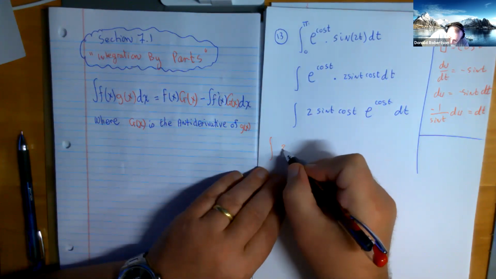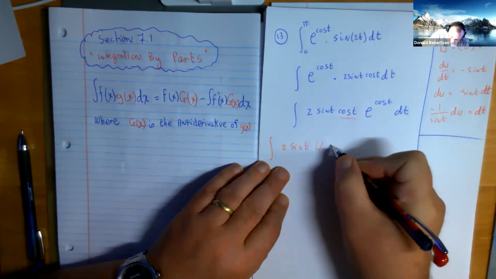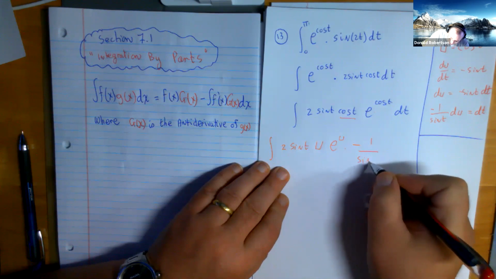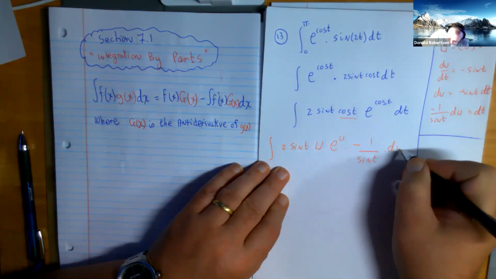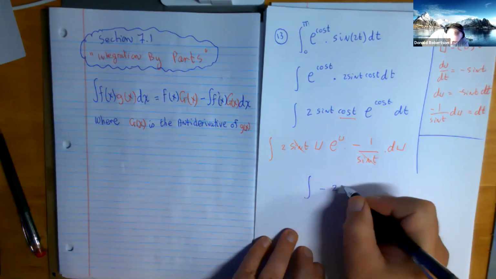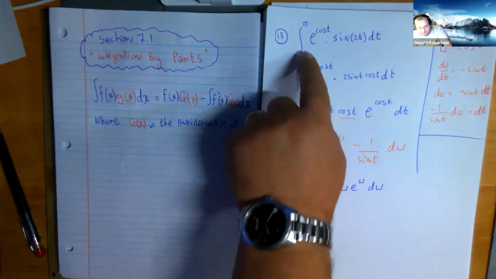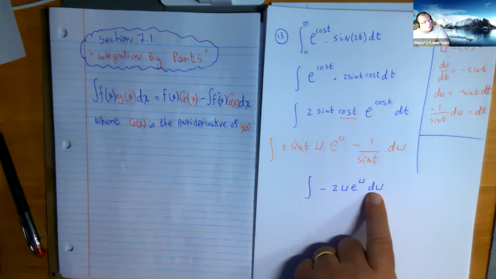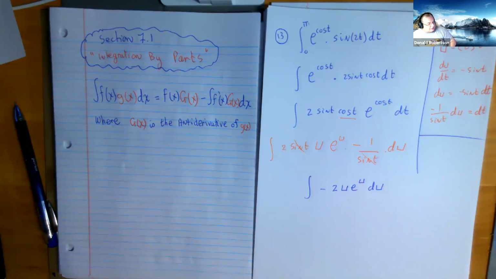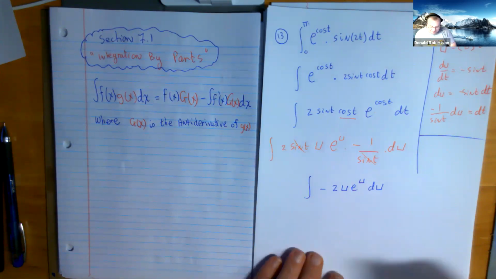Let's see what that looks like. Well, it's the integral of 2 sine t. That's a u. That's an e to the u. And the dt is negative 1 over sine t du. The signs cancel. And we have negative 2u e to the u du. Do you see that this integral has now transformed itself into this one? This guy is integration by parts. Who do you choose for the f this time?